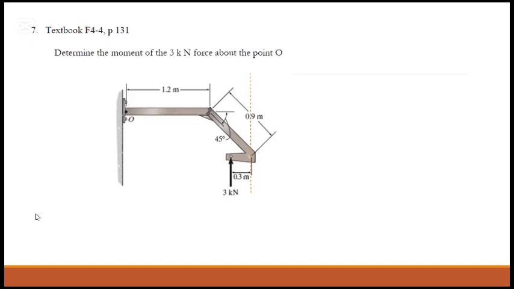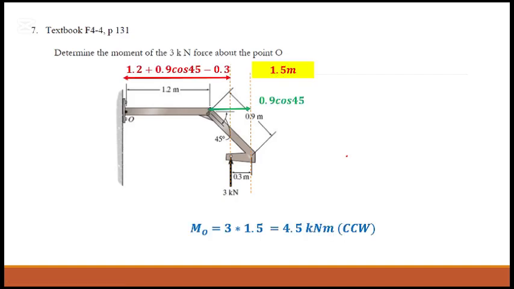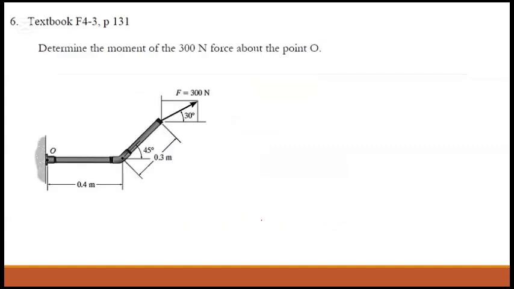Here, the problem is with taking the perpendicular distances. So it's 0.9 cos 45 minus 0.3 plus 1.2, I think. That's right. So that will be 0.5 meters. 1.5. Are you okay with this? So would you like me to do this one? No, I think I can manage that.